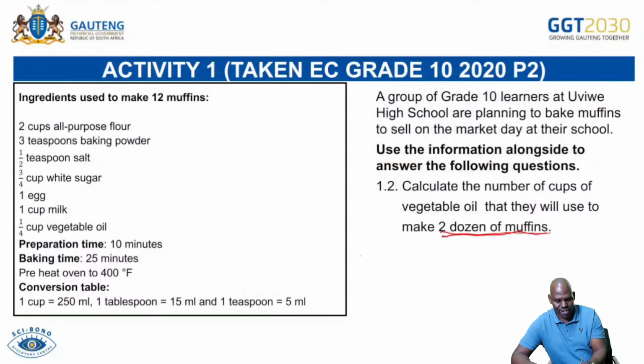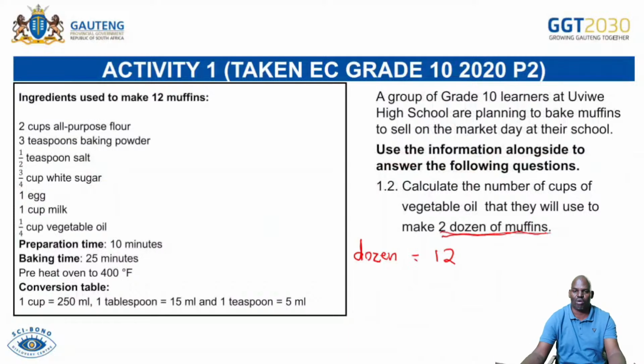So we all know that a dozen means 12. If we say a dozen of X, we are referring to 12X. If we say a dozen drinks, we are referring to 12 drinks. So in this case, if we say dozen, we are referring to 12. But if we read the information, it says ingredients used to make 12 muffins. So it means all these ingredients indicated here are enough to make 12 muffins.